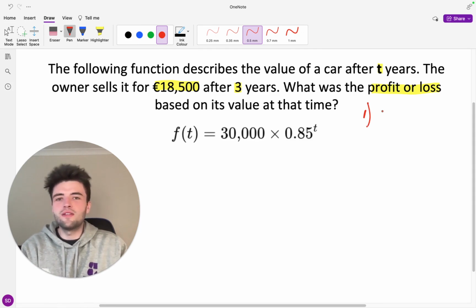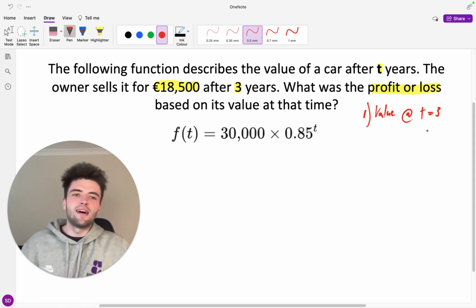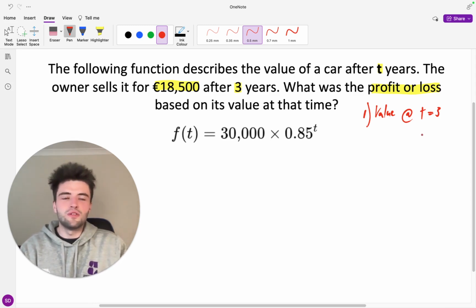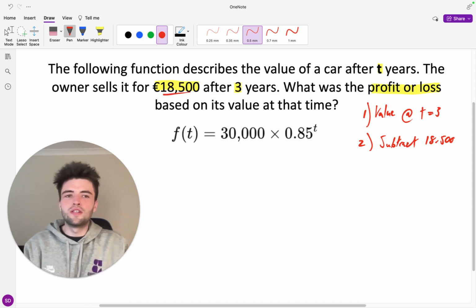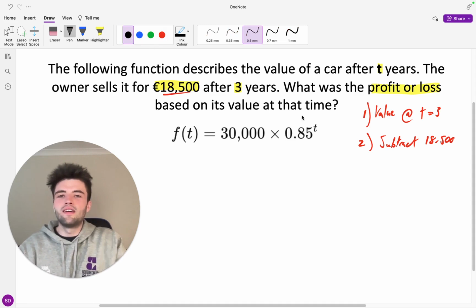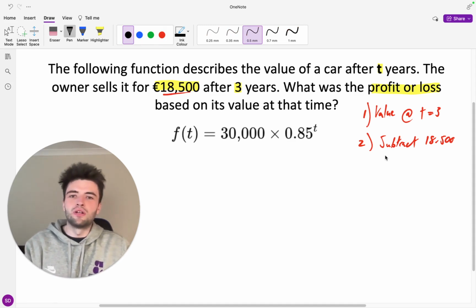So our first step here is going to be to find the value at t is equal to 3, because t is the number of years, so we need to plug in the number 3 to find that. And then secondly, we're going to be subtracting this 18,500 from the question, because it sells for that amount, and therefore we can find out if the owner got more or less money than what it was worth after 3 years.